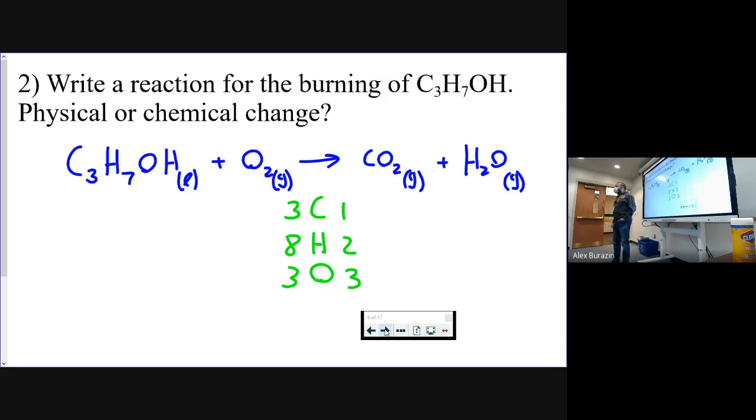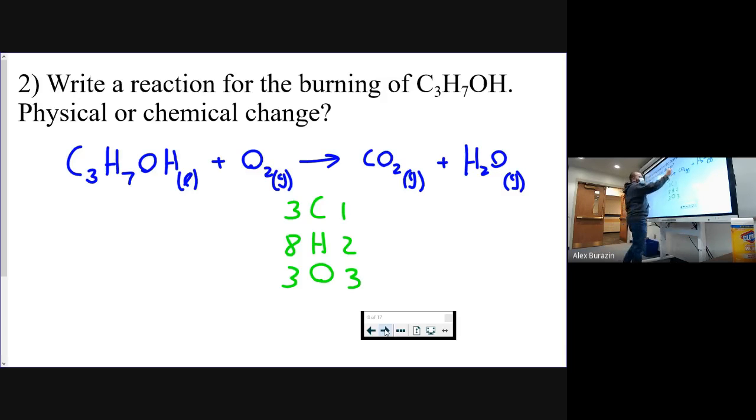Now, it's been a while, but the advice that I always gave when I taught chem, I didn't teach you guys last year, unfortunately, was leave hydrogen and oxygen to the end. Do every other element, and leave hydrogen and oxygen until those are the last two. So carbon's not balanced. Let's fix that first, okay?